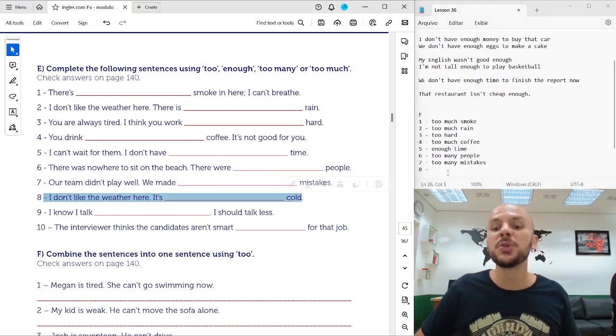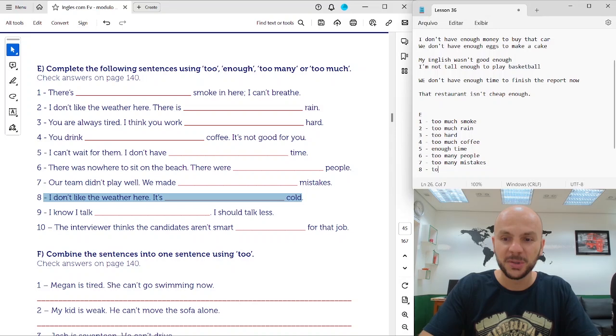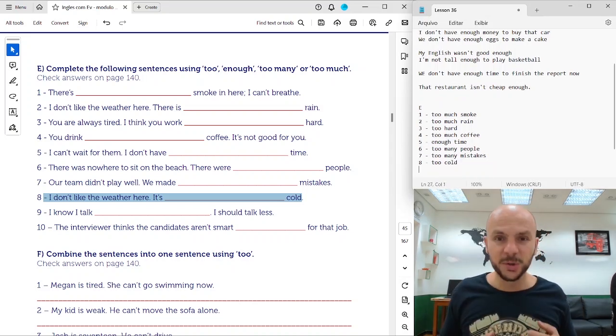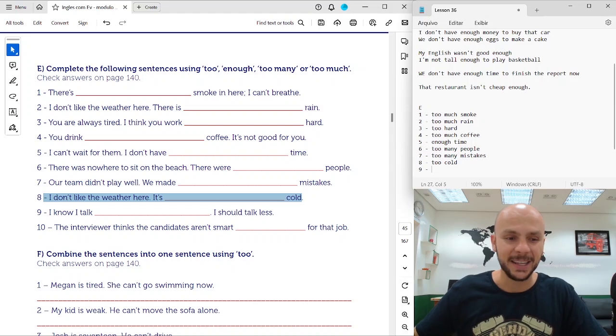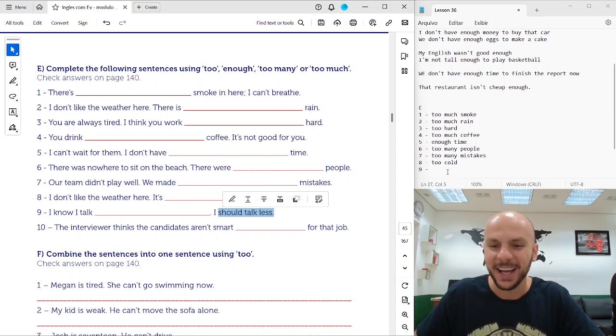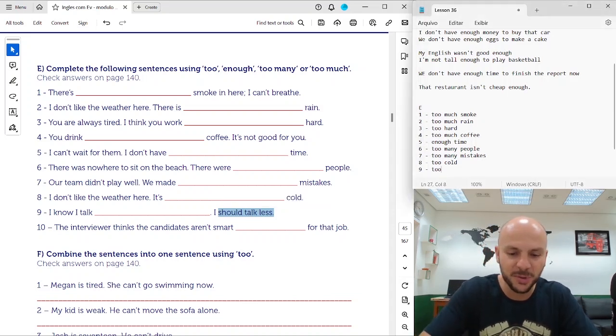8. I don't like the weather here. It's too cold. Too cold. Okay? Too cold, right? 9. I know I talk too much. I should talk less.